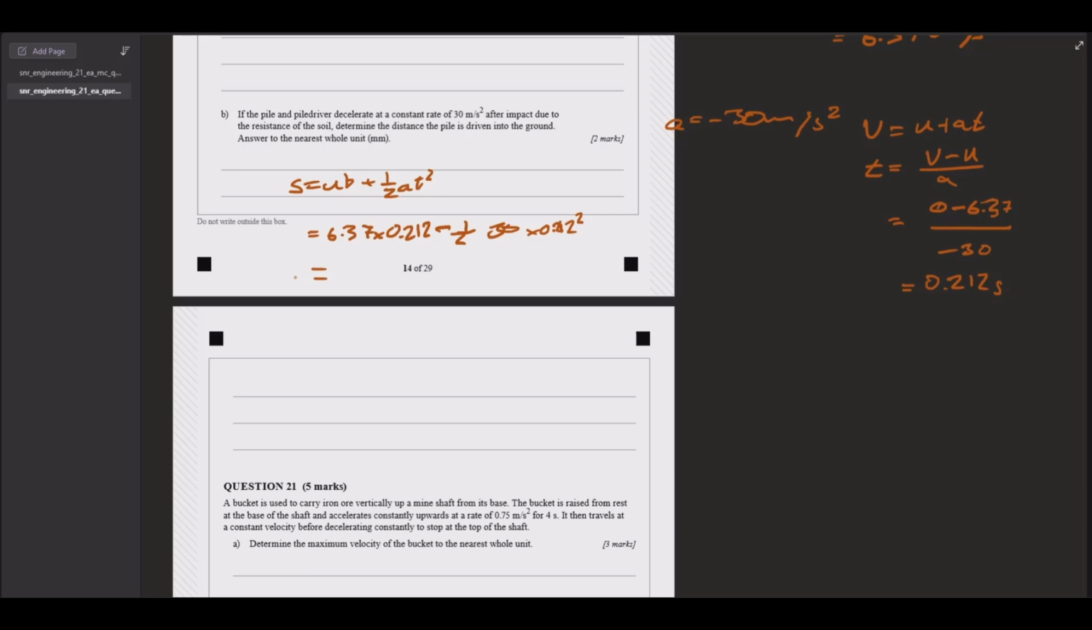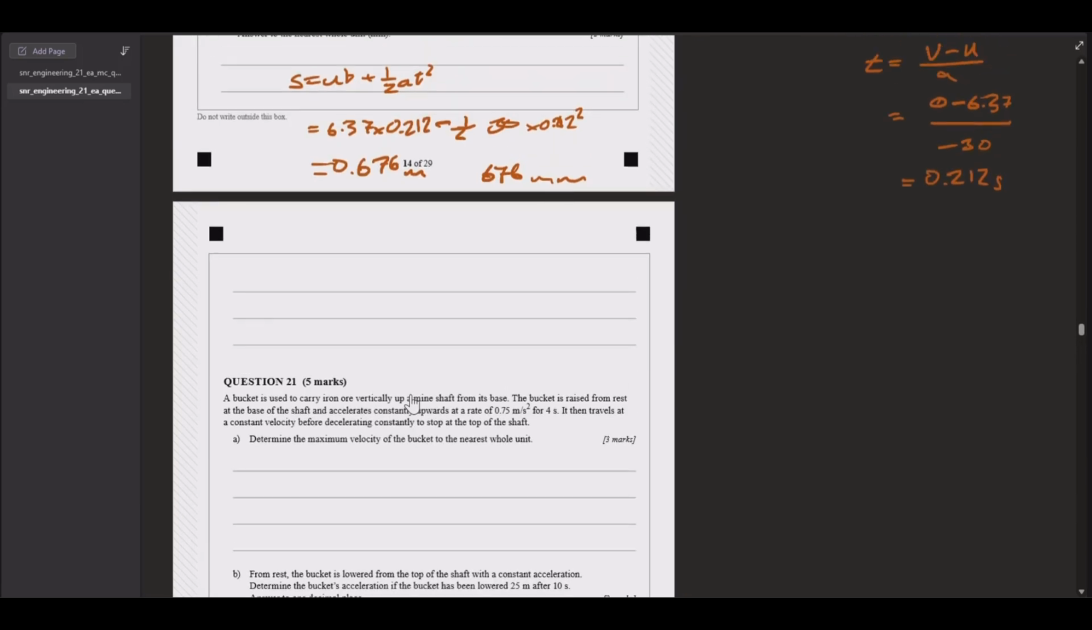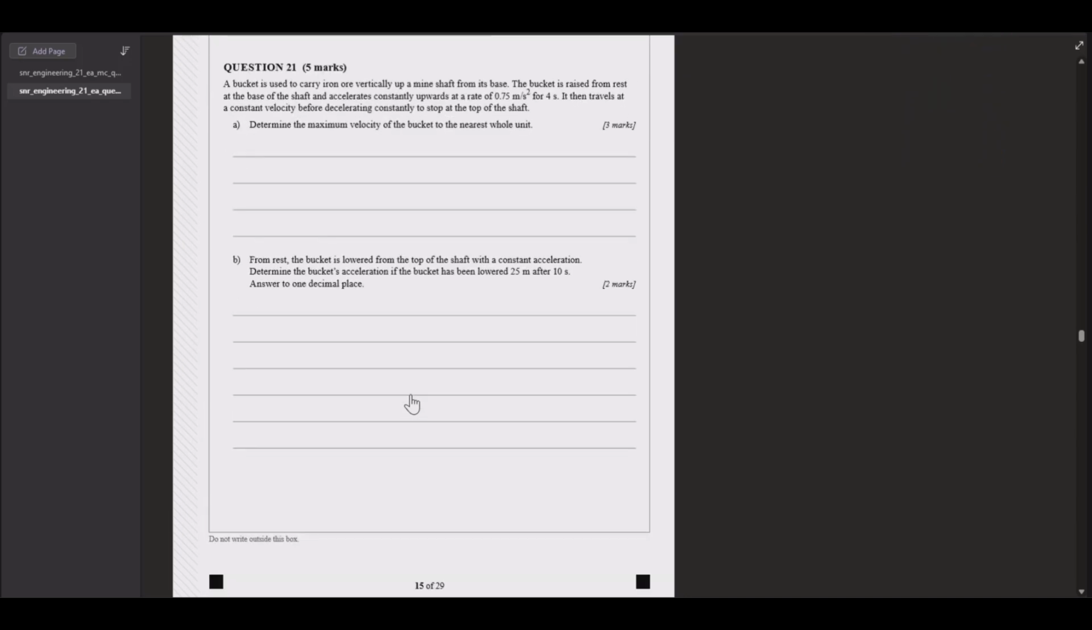Alright, there we go, that's the right answer. 0.676 meters, or 676 millimeters. And yeah, it's just working for those answers, for those marks. Alright, what's this?